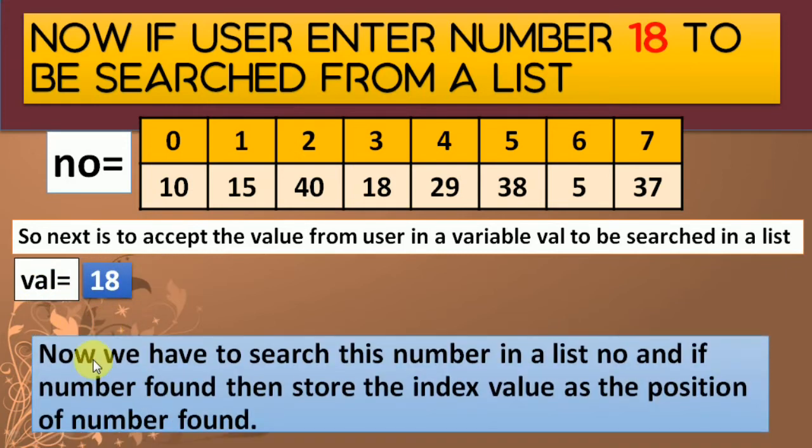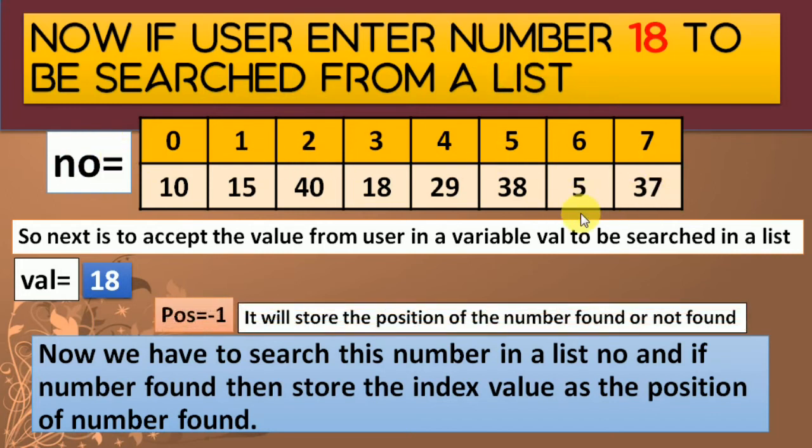Now this number is going to be searched in a list, and if the number exists in that list, it will store the position. And what is that position going to be? The index number. These index numbers are going to be the position of values that are stored inside the NO, that is a list. So I declare one variable POS equals to -1.